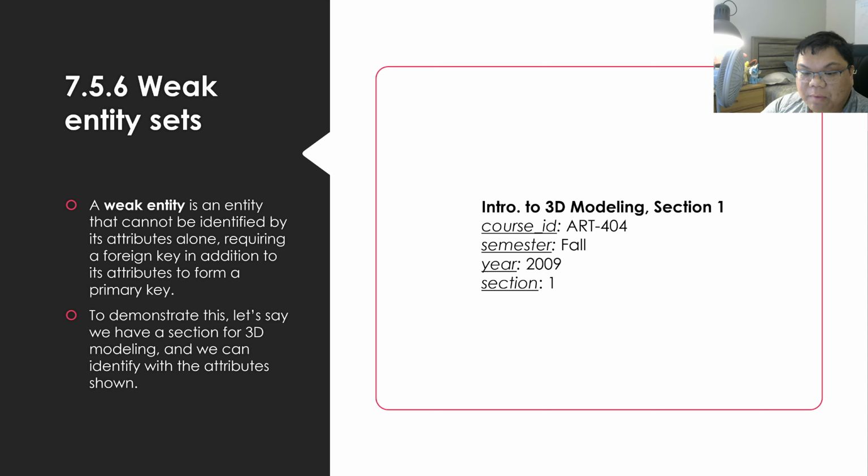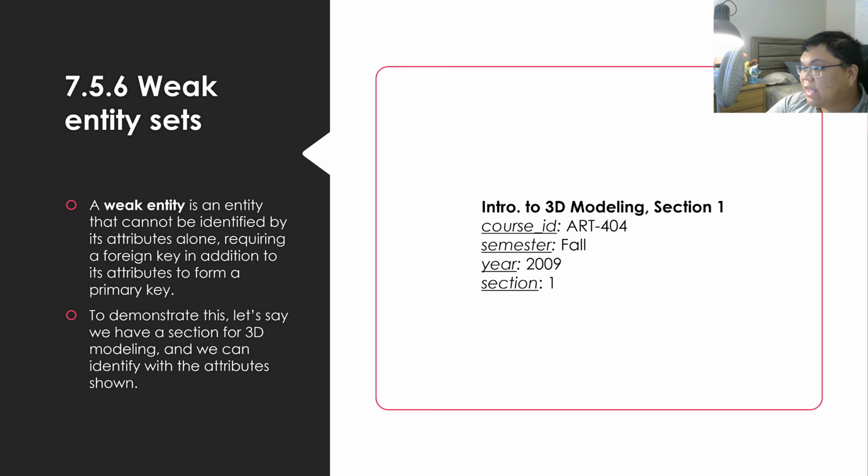The last thing I'm going to talk about before I switch to the next set of slides is weak entity sets. So a weak entity set is an entity set that cannot be identified by its attributes alone, so its primary key attributes. It requires a foreign key in addition to its attributes to form a primary key.